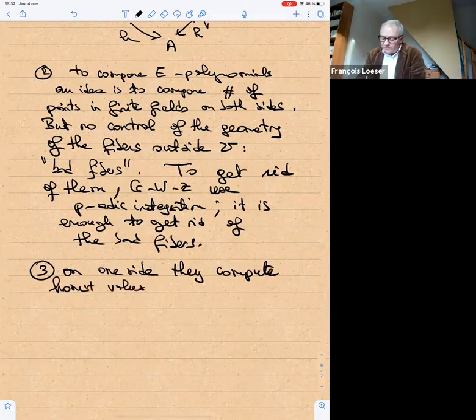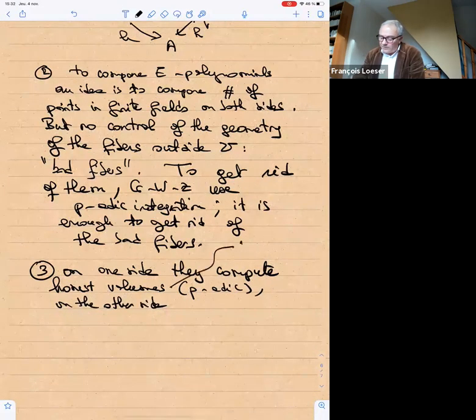So on one side, they compute honest volumes, periodic volumes. And on the other side, volumes of what? Of fibers. And on the other side, twisted or orbifold volumes.